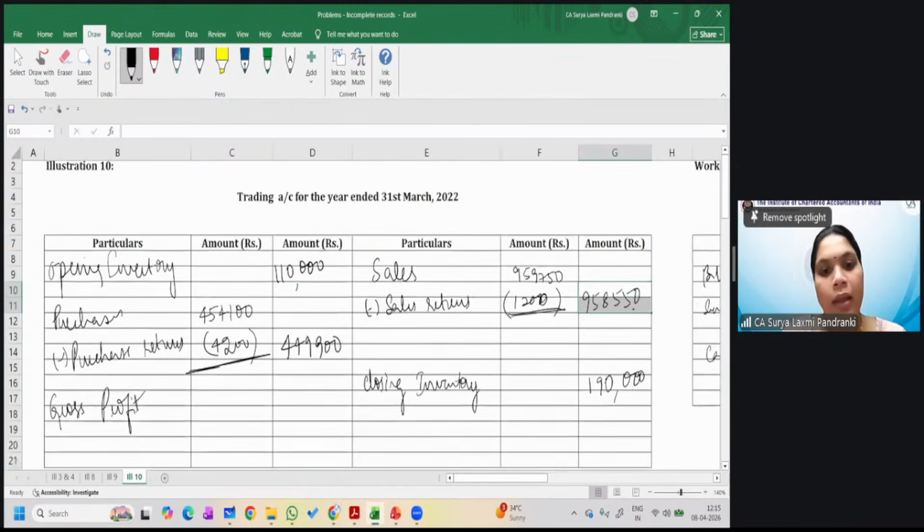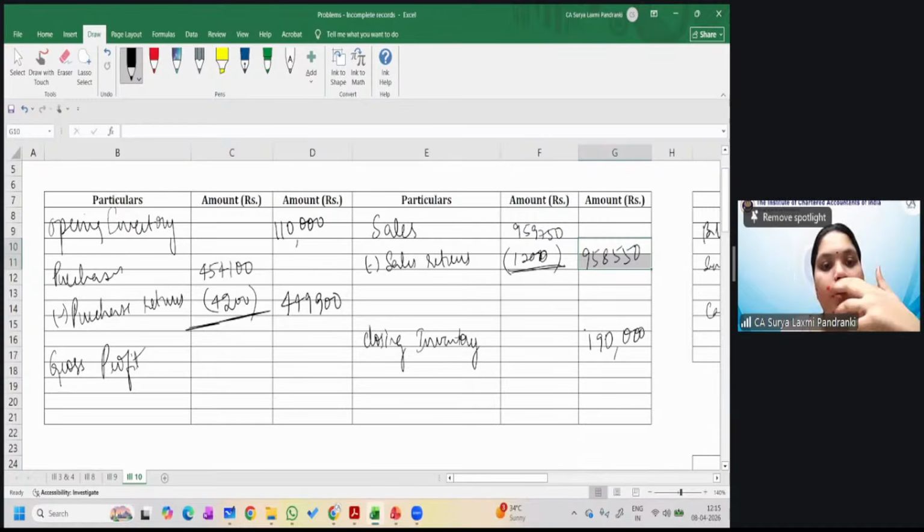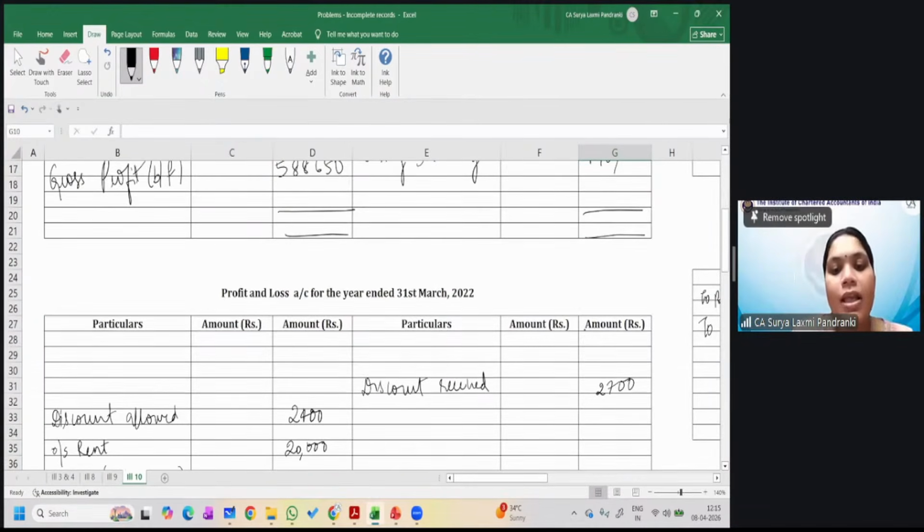Okay. We have opening inventory, closing inventory, purchases, sales, and then I think the balancing figure should be your gross profit, no? Yes, ma'am. Calculate the gross profit. 5,88,650, correct? Yes, ma'am. Gross profit. Okay, done. Now this has to come down to your P&L statement.